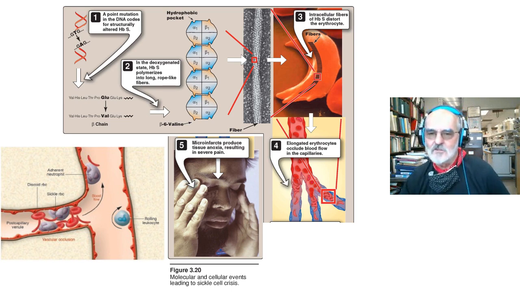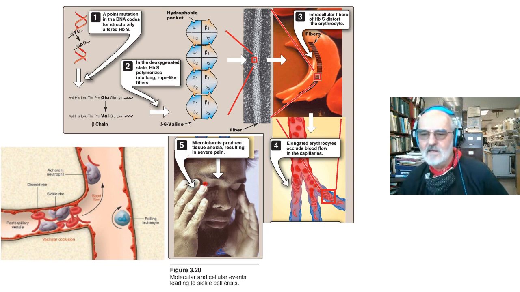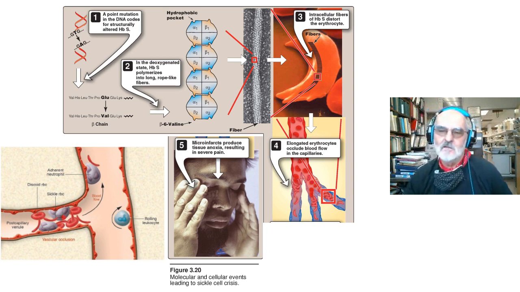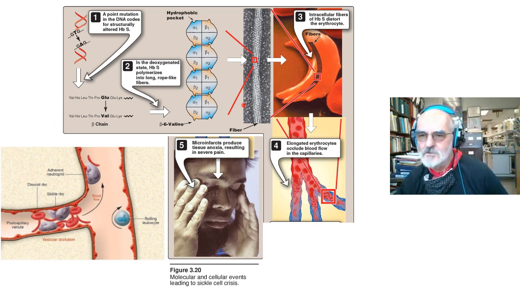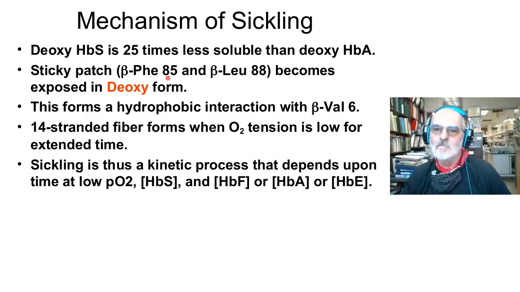And so those are the kinds of things that we'll be talking about in the clinical next week. Okay. And so there are lots of different features of tissue anoxia resulting in severe pain, including migraines, chest pain, hand and foot pain, et cetera, et cetera. So those are the features that you need to be investigating on your own. Okay.